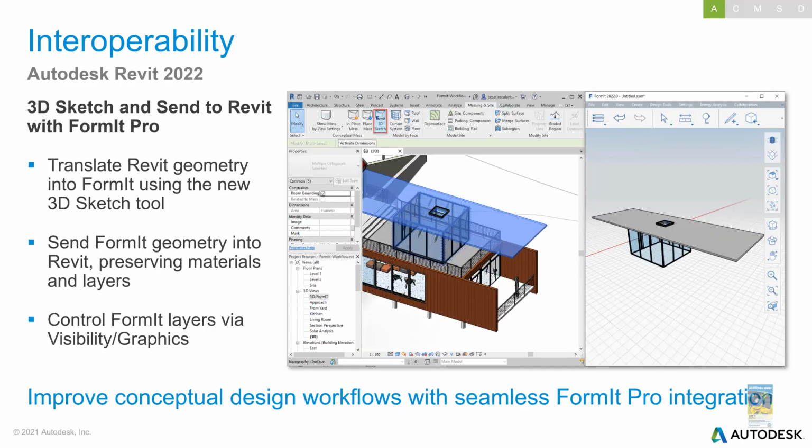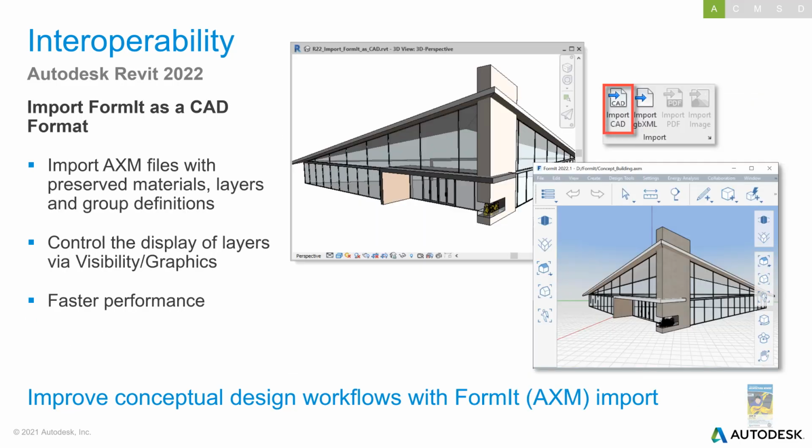You have 3D Sketch and Send to Revit with FormIt Pro, a new command. So you can actually take Revit geometry into FormIt using this command. You can take FormIt geometry into Revit to preserve all the materials and layers as well. And you can control the FormIt layers via the Visibility Graphics dialog box. You can import FormIt as a CAD file. You're importing the AXM files with all the materials, layers, and group definitions. You can control all of that within the Visibility Graphics dialog box, and the performance is much faster.